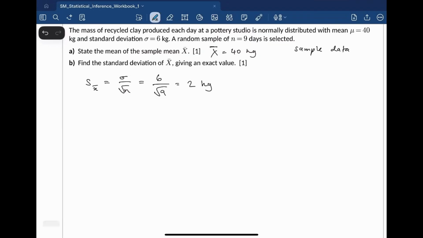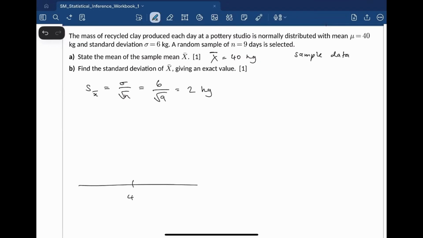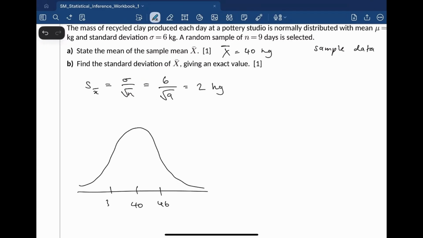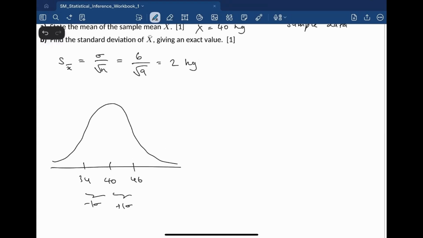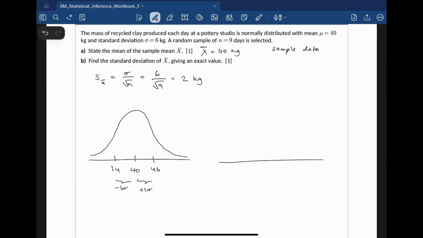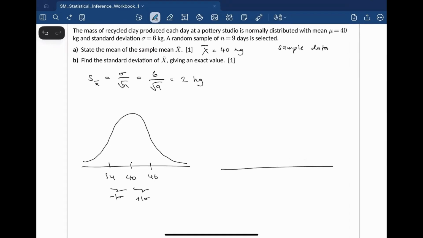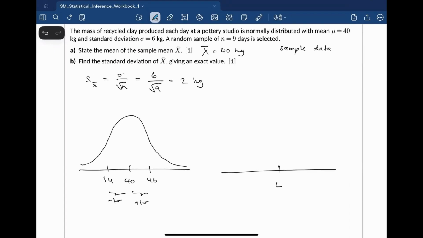Just to get a picture, our original distribution was normally distributed around 40, and its standard deviation, okay, we have 46 and we have 34. So one standard deviation. That was our original. And then after we took the sample, the distribution of the sample mean, notice the mean didn't change, but it got a bit tighter like this. So standard deviation is now only 2. So most of the data gets clumped up.